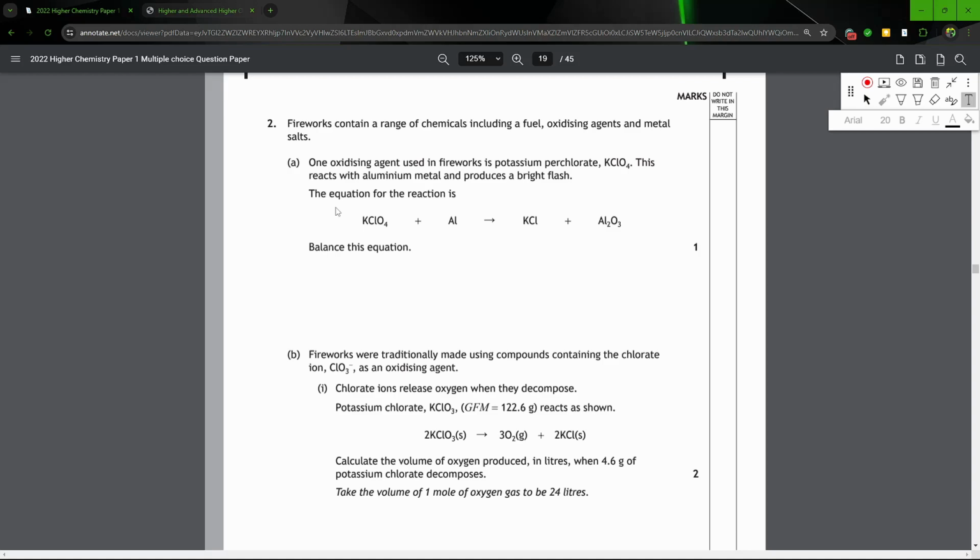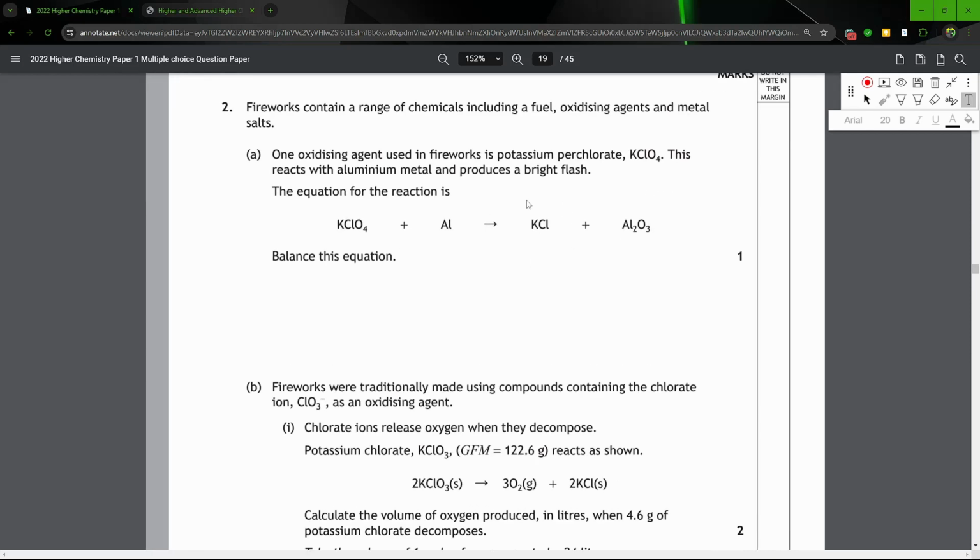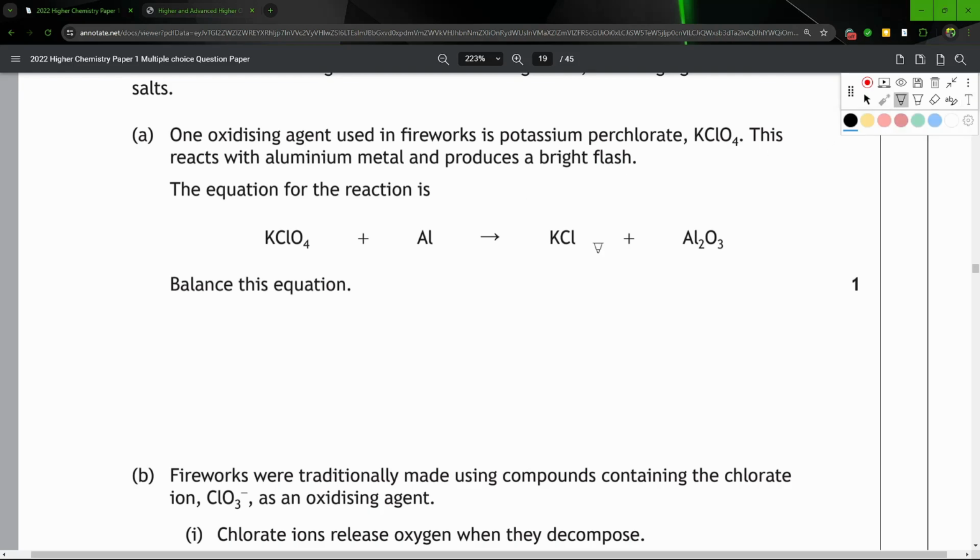The equation for this reaction is potassium perchlorate plus aluminium gives potassium chloride and aluminium oxide. Balance this equation. So let's zoom in here and see what's balanced. Already I see I've got 2 aluminium on this side and only 1 here, so I'm going to add 2 there. But we also have 4 oxygens on this side, but only 3 on this side. So I think I'm going to have to fiddle around with this a bit.